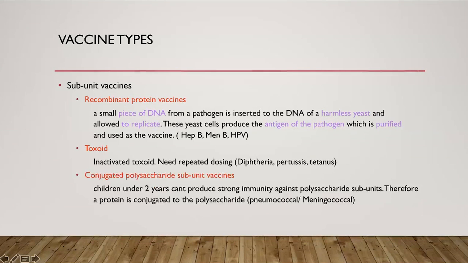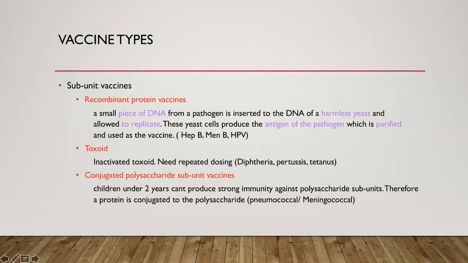The third type is conjugated polysaccharide subunit vaccines. Now, some vaccines are made using the polysaccharide part of the capsule. And children below 2 years can't produce strong immunity against the polysaccharide subunits. Okay? Children below 2 years can't produce strong immunity against polysaccharides.